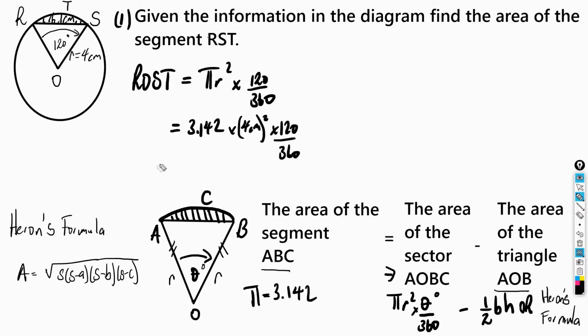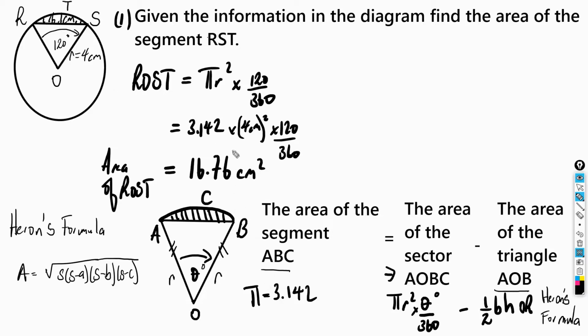All right. So let's just put that in our calculators, guys, and we should find the area of our OST. And the answer we get should be 16.76 centimeters squared. All right, guys. So let's move on. We found the area of that whole section here, of the sector.